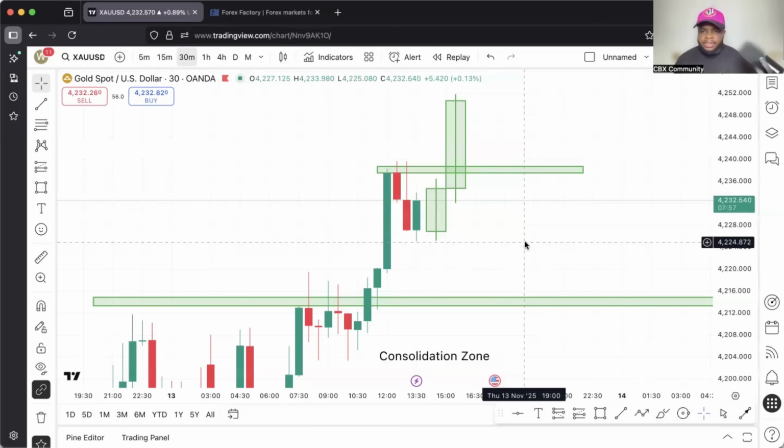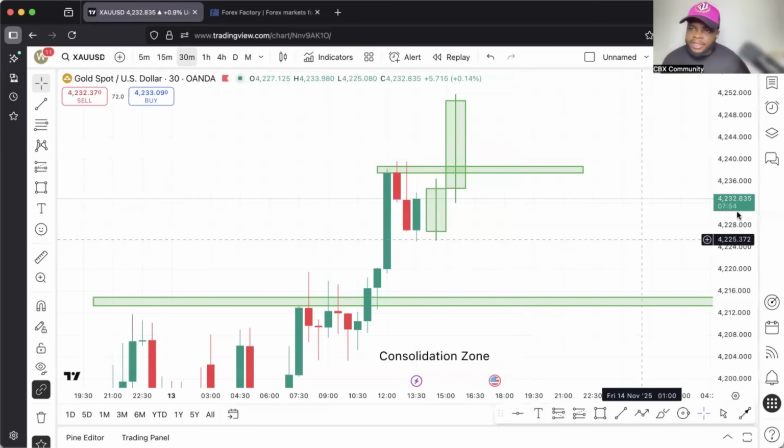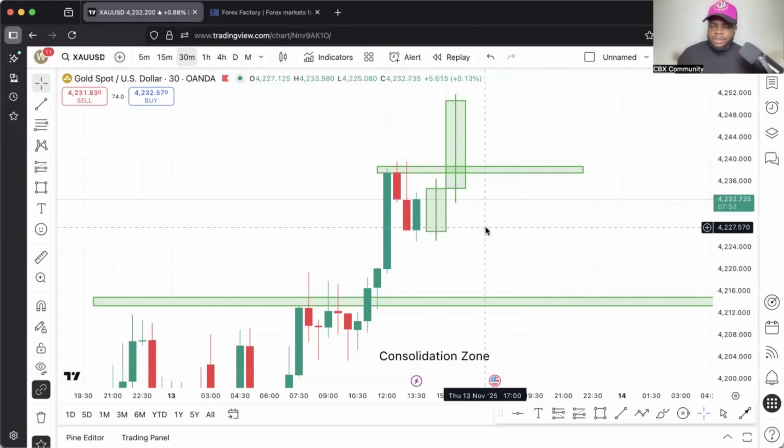So let's wait until this candle closes. It's left with 7 minutes before this candle closes. So let's just wait.